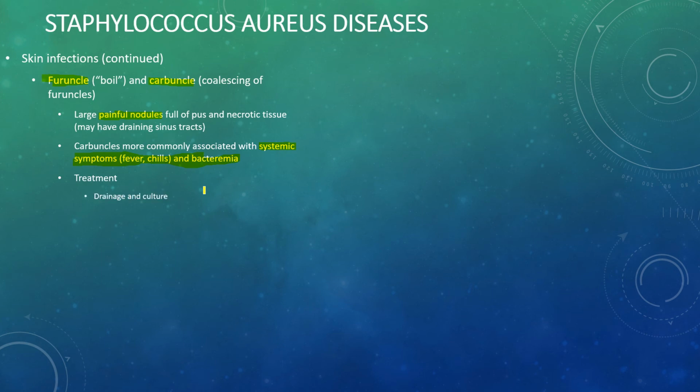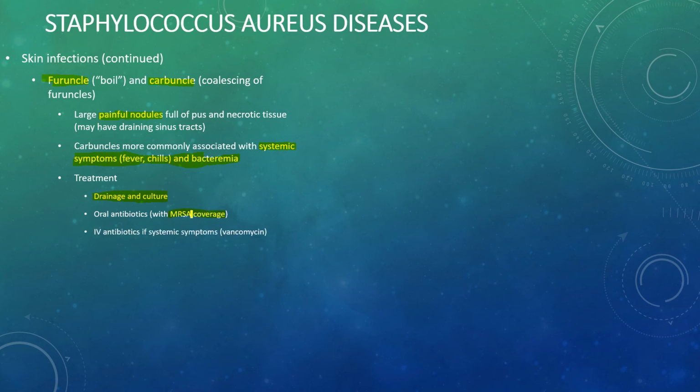So treatment. Obviously, we need to drain and culture it because these large boils, we can't just keep them there. So we have drainage and culture as our first line treatment. The culture will help us identify what's causing this. And oral antibiotics, since these infections are so large, we need to assume that MRSA is there. We're going to treat empirically.